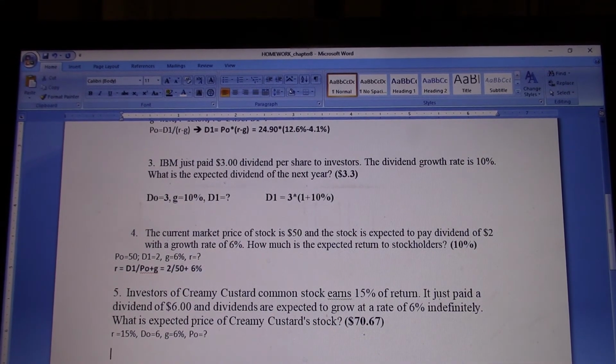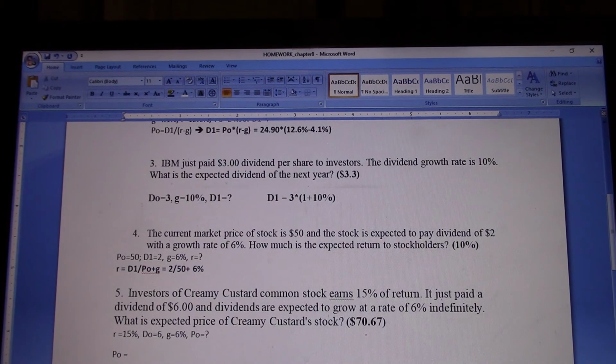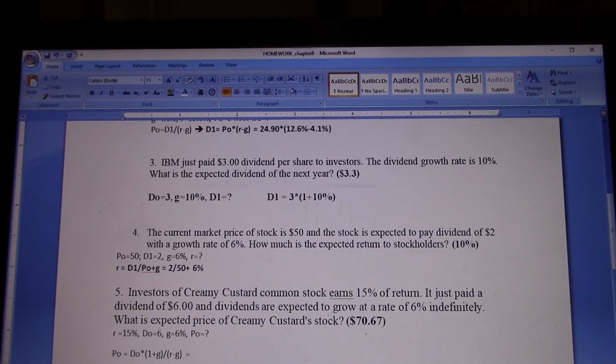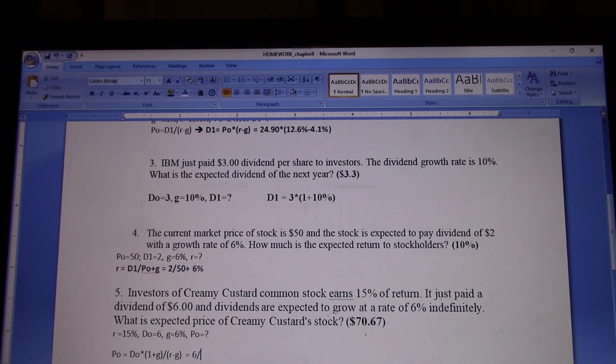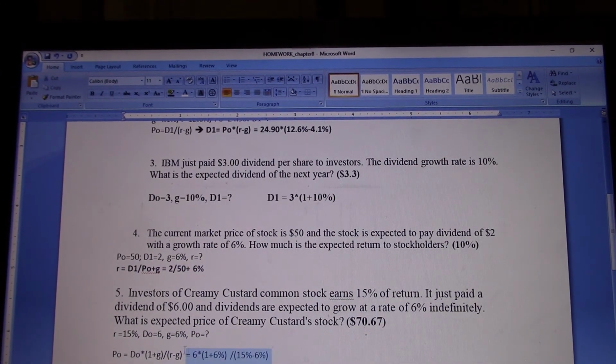We can just plug into this equation, the dividend growth model: P0 equals D0 times 1 plus G over R minus G. So it equals 1 plus 6% over 15% minus 6%. So this should be our answer, right?